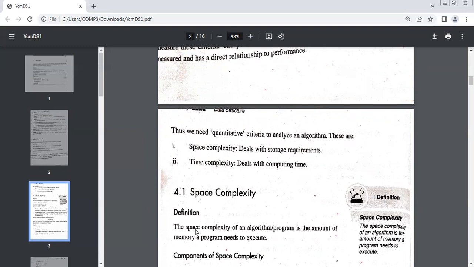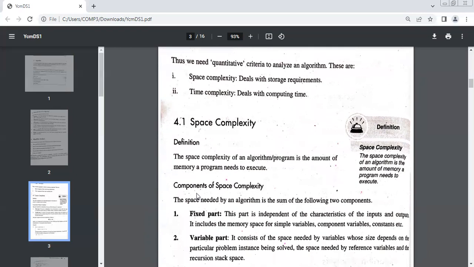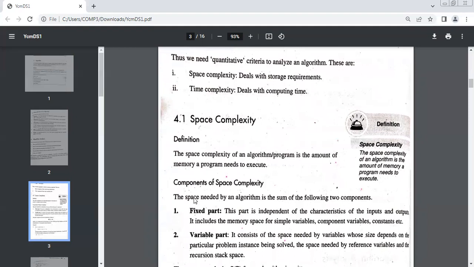The definition of space complexity of every algorithm or program is the amount of memory a program needs when it executes. Space complexity is defined as the amount of memory a particular program needs when it is executed. That amount of memory allocated by that program is known as the space complexity of that program or algorithm. Okay, clear.